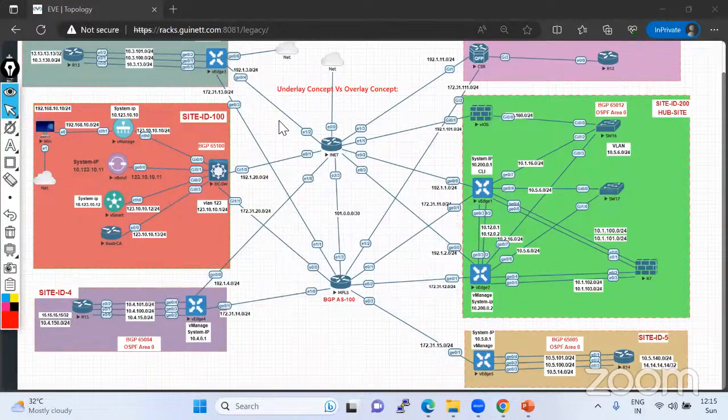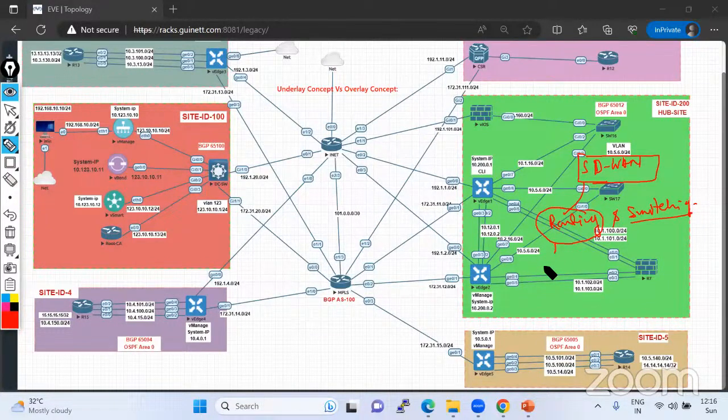Now I am going to explain the underlay concept. SD-WAN might be a new entrant in the market, but it doesn't mean that if you become an SD-WAN engineer, you are good to go for everything. No, even with SD-WAN in the market, you should have very good knowledge about routing and switching. Switching, at least basic knowledge, but routing, you should have good knowledge.